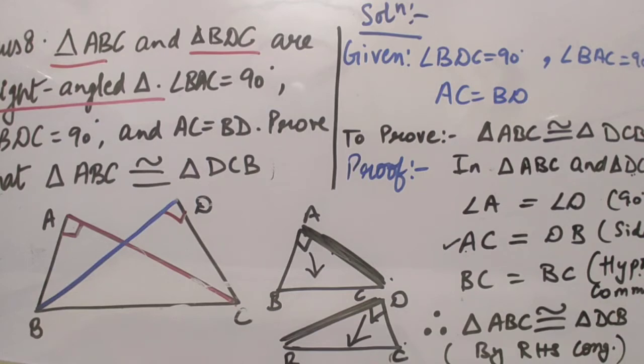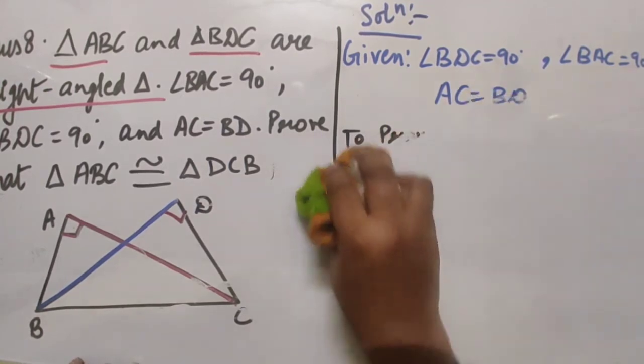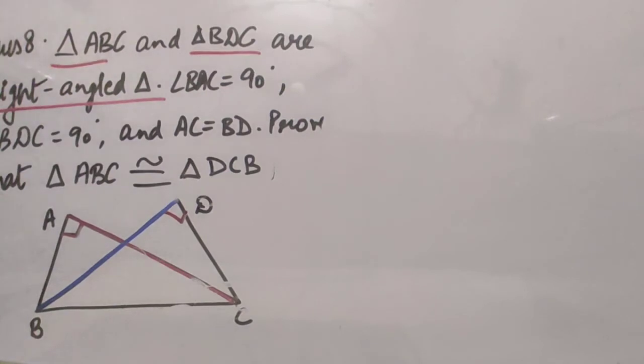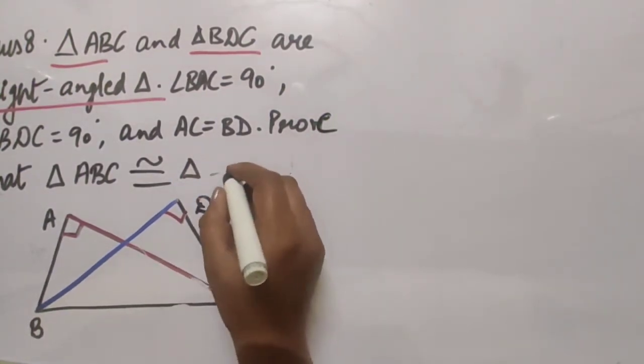Let's suppose in this same question, we are not going to correct the name of the triangles and we are going by the same name. Then what will we do? Let me show you this. Wait a minute. Let me erase this. Let's suppose I am going with the same name and the name was BDC.